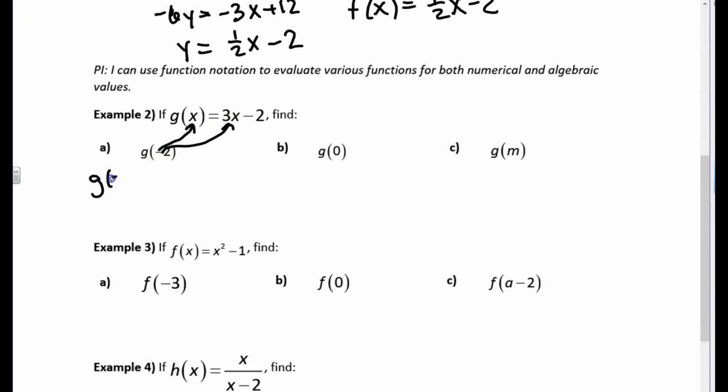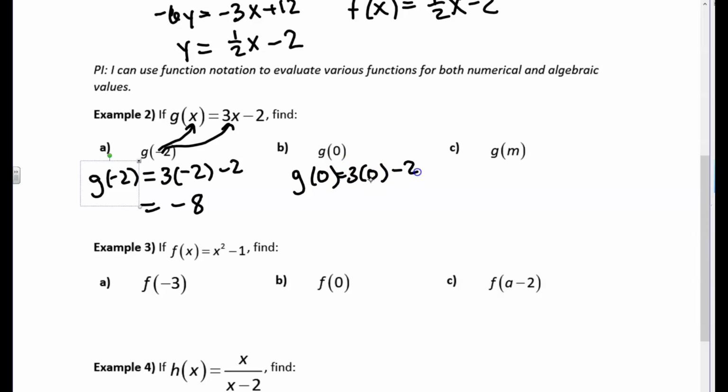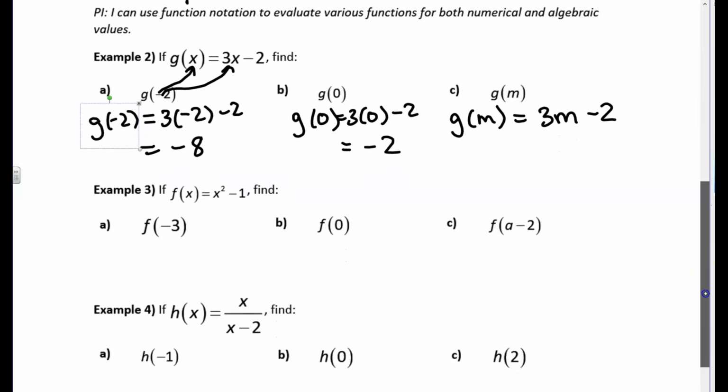So g of -2 is equal to 3 times -2 minus 2, or that's -6 minus 2, which is -8. G of 0 would be 3 times 0 minus 2, or -2. G of m would equal 3m minus 2, and that can't be evaluated further, so that'd be my final answer.